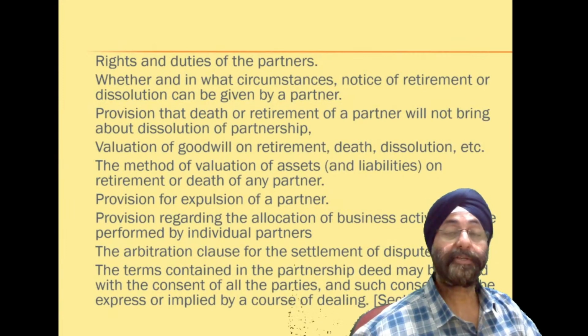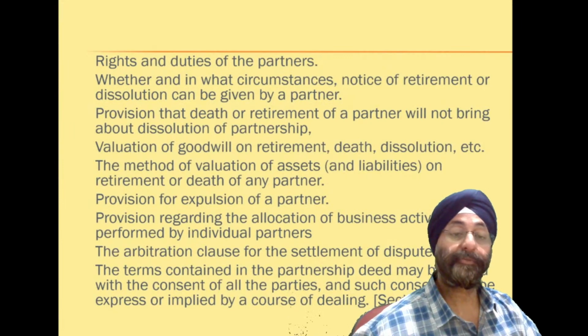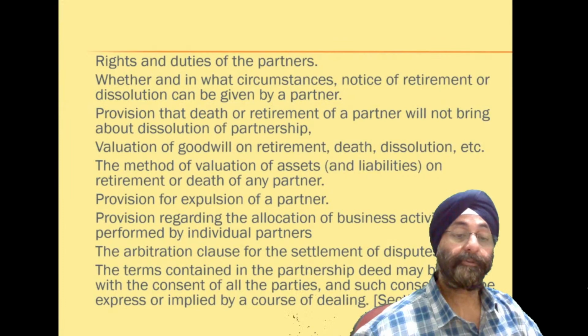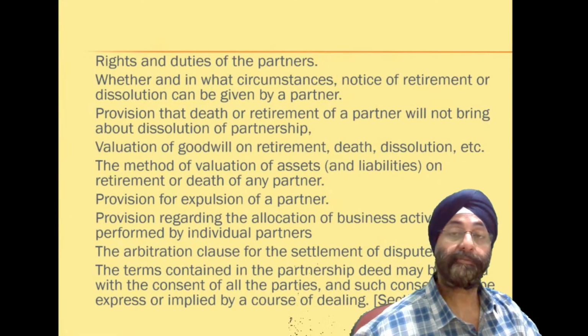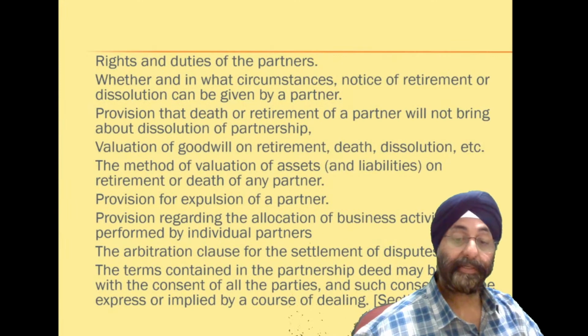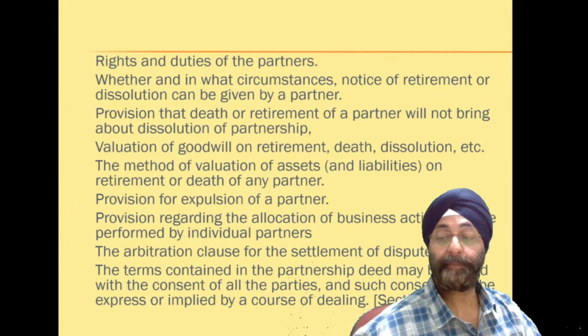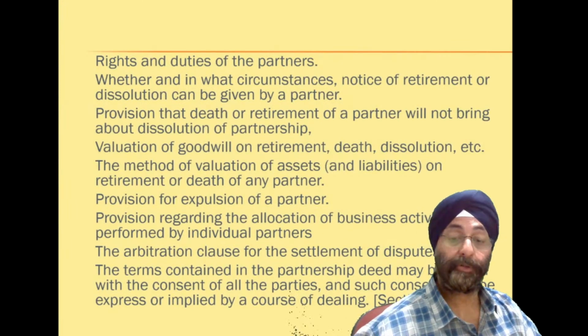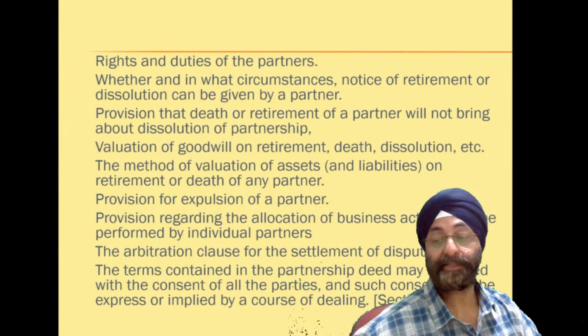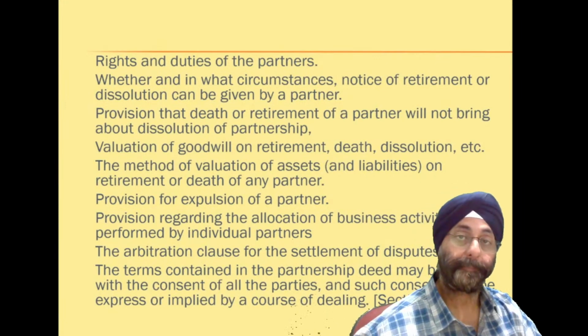Provision for expulsion of a partner. Provision regarding the allocation of the business activities to be performed by individual partner. The arbitration clause for the settlement of any dispute amongst the partners. The term contained in the partnership deed may be varied with the consent of all the partners, and such consent may be expressed or implied by a course of deed. Section 11, subsection 1.